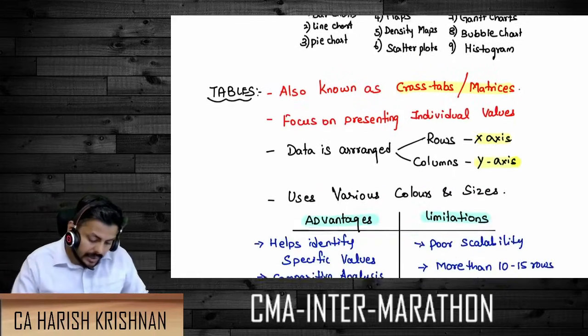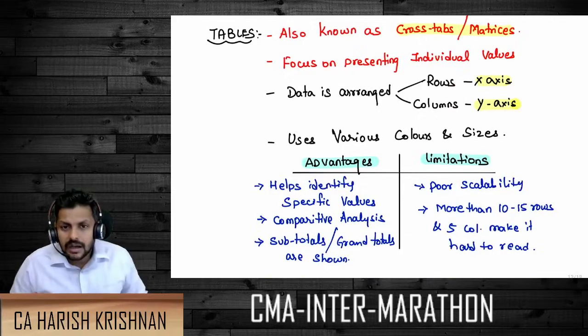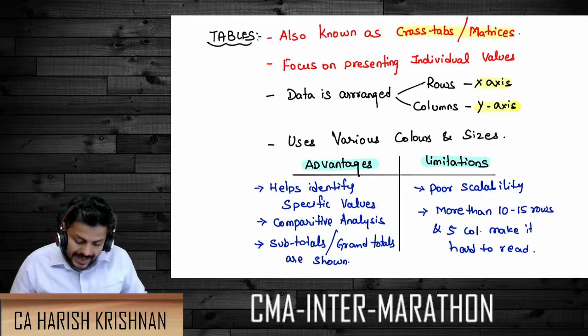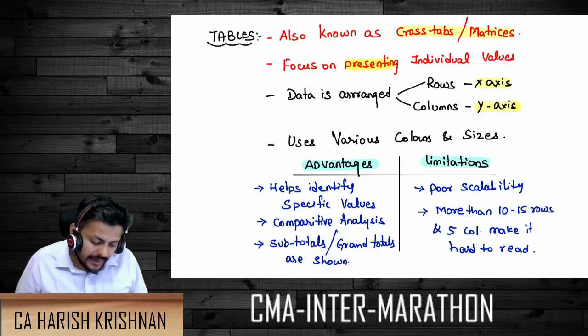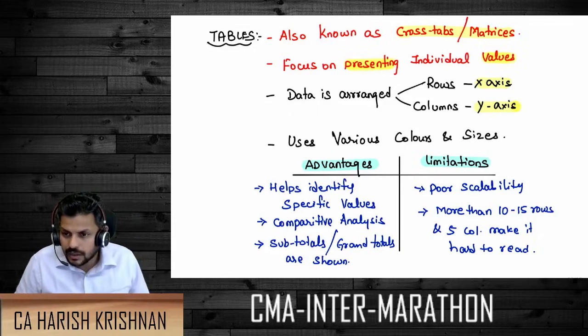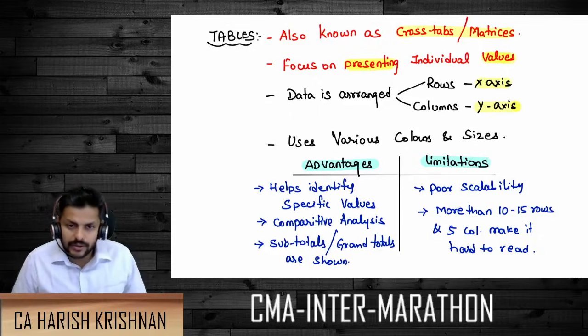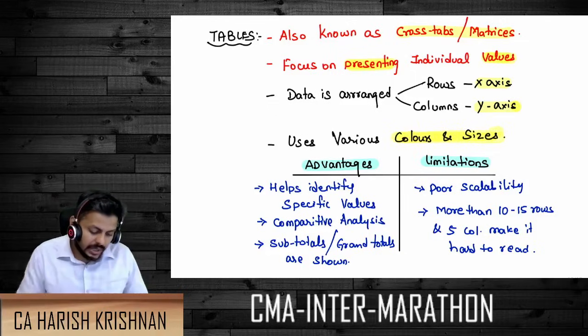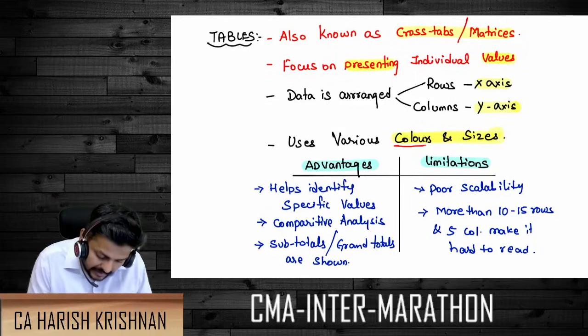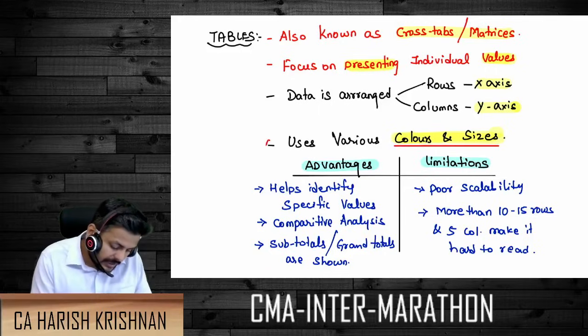Now going by that logic, as to what tables are, tables are also known as cross tabs or matrices. They focus on presenting individual values, right? Data is arranged in the form of rows and columns, and it uses various colors and sizes. That is how a table is.